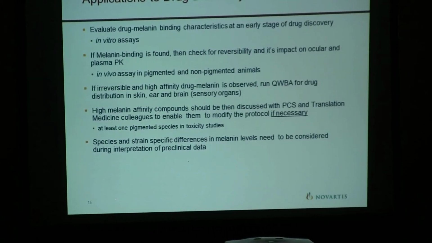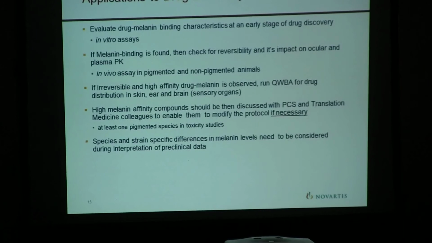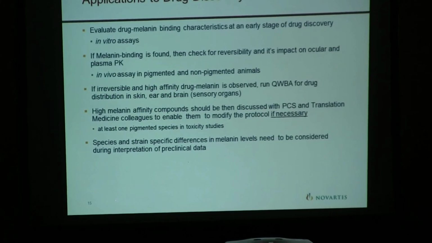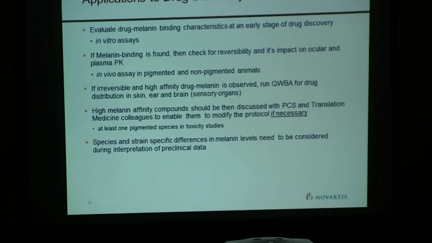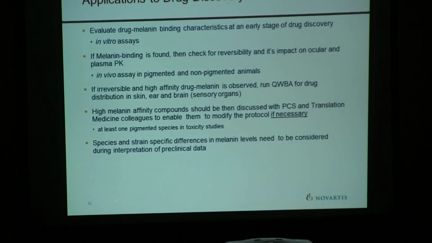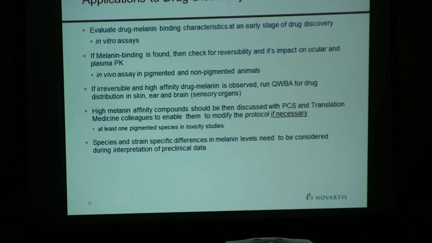If the drug is really promising but has high melanin affinity, you may also want to run some whole body autoradiography studies and find out the distribution in various parts of the body, and especially in brain. And you also want to share your knowledge with your preclinical safety groups and translational medicine colleagues, so that they can modify their protocol in their safety studies, and they can include at least one pigmented species to assess the risk of high affinity compounds.